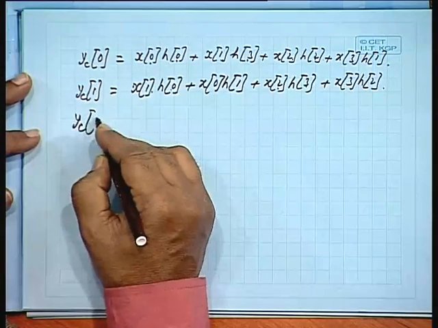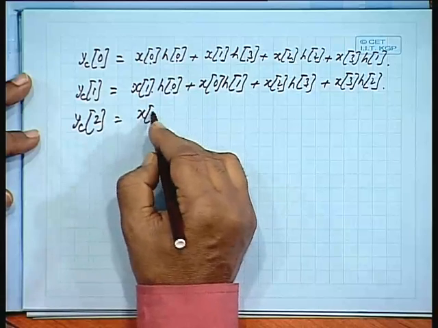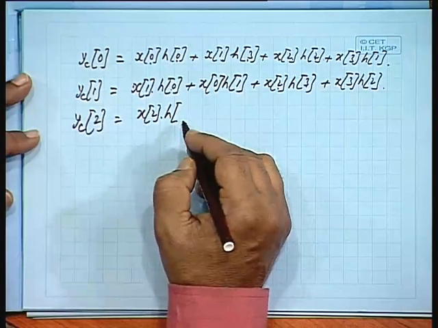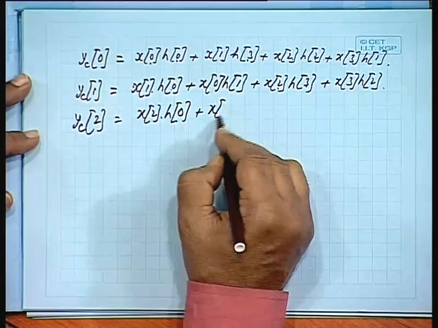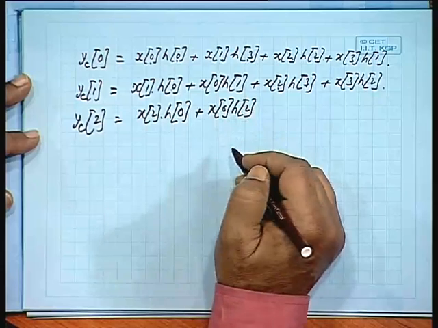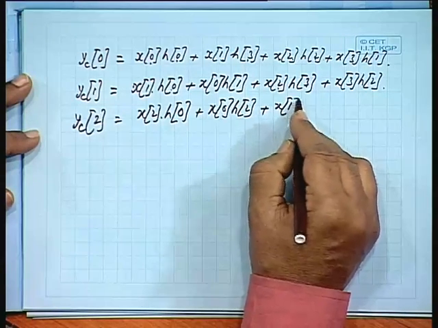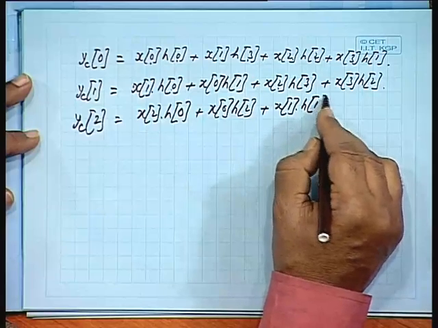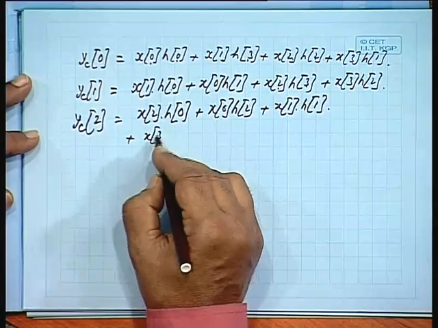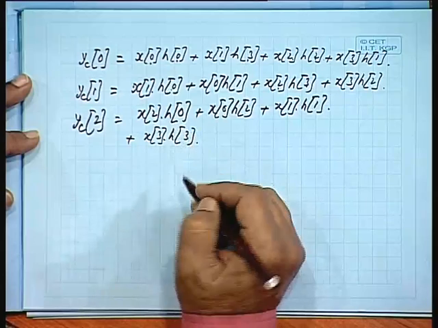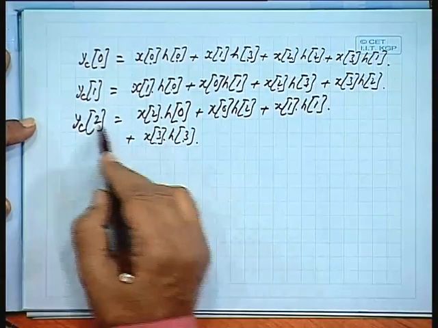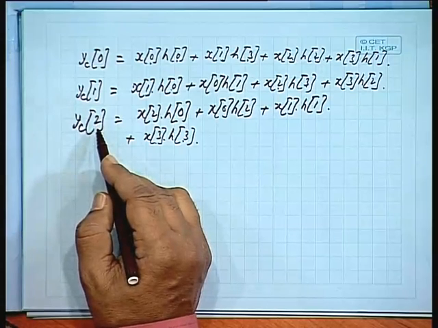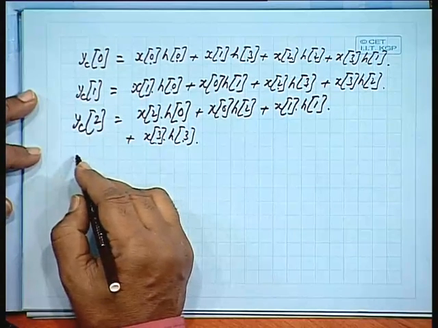You see all the values of x, there will be only 4 elements. Y c 2 will be x 2 h 0 plus x 0 h 2 plus x 1 h 1 plus x 3 h 3, 3 plus 3 is 6, modulo 4 will give you 2, just subtract 4, that will give you 2. So, the total sum in the argument inside the bracket should be 2. Okay. Similarly, you can write y c 3 and so on.